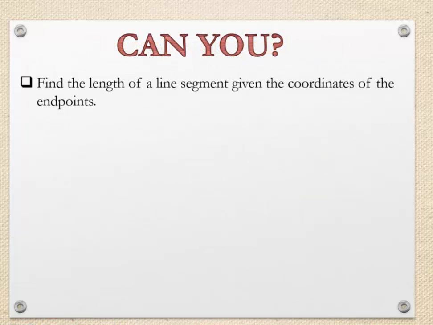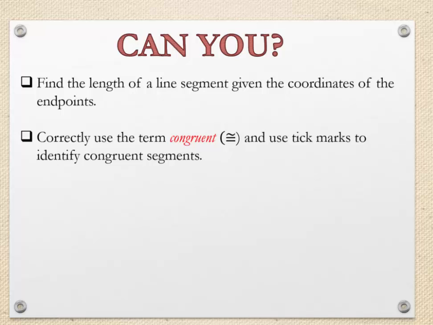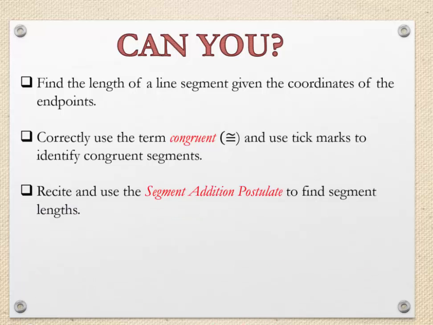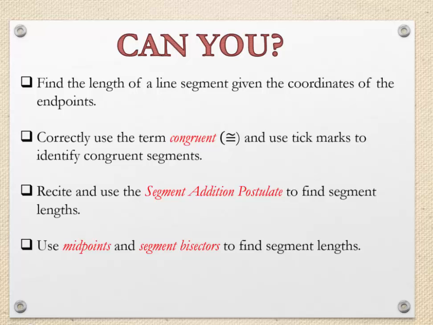So make sure you can go through and do all these. You can find the length of a line segment if I give you the coordinates of the endpoints. You can use the word congruent and tick marks to identify segments. You know the segment addition postulate and can find segment lengths. And then finally, you can use midpoints and segment bisectors to find segment lengths.